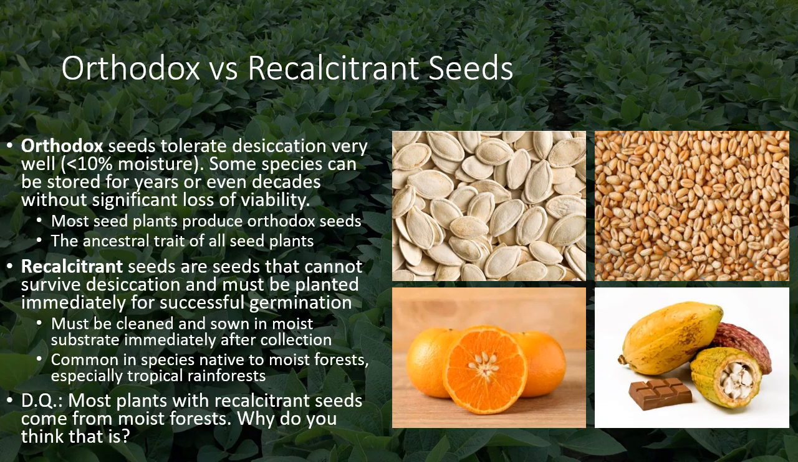Same with cacao. If you wanted to grow cacao seedlings, you would have to order a fresh cacao pod or fruit. You would have to extract and clean the seeds of the cacao, and then you would want to sow them immediately after they were cleaned, while they still had a high moisture content, in order to prevent the embryo from dying. Most of our plants with recalcitrant seeds come from moist forests.